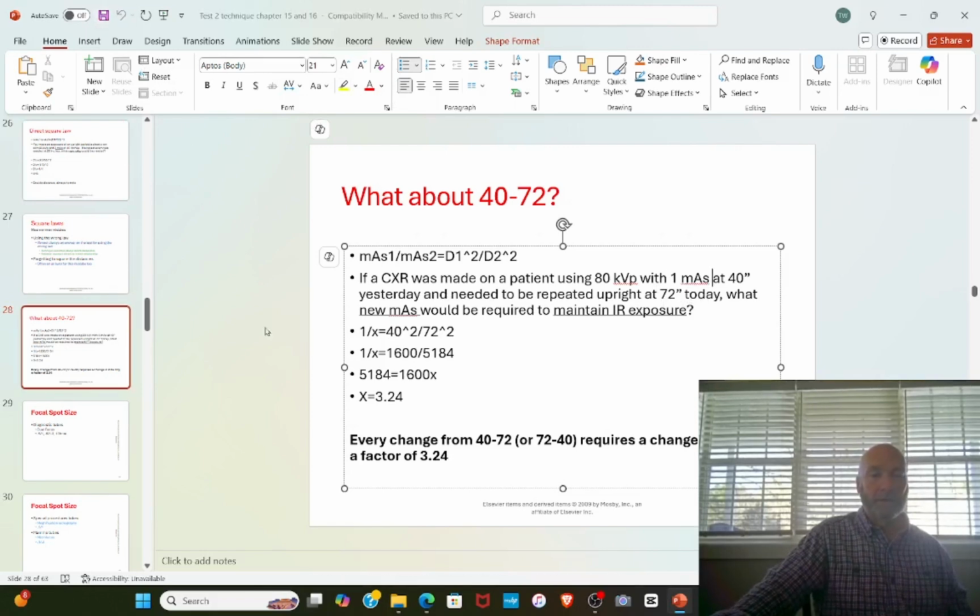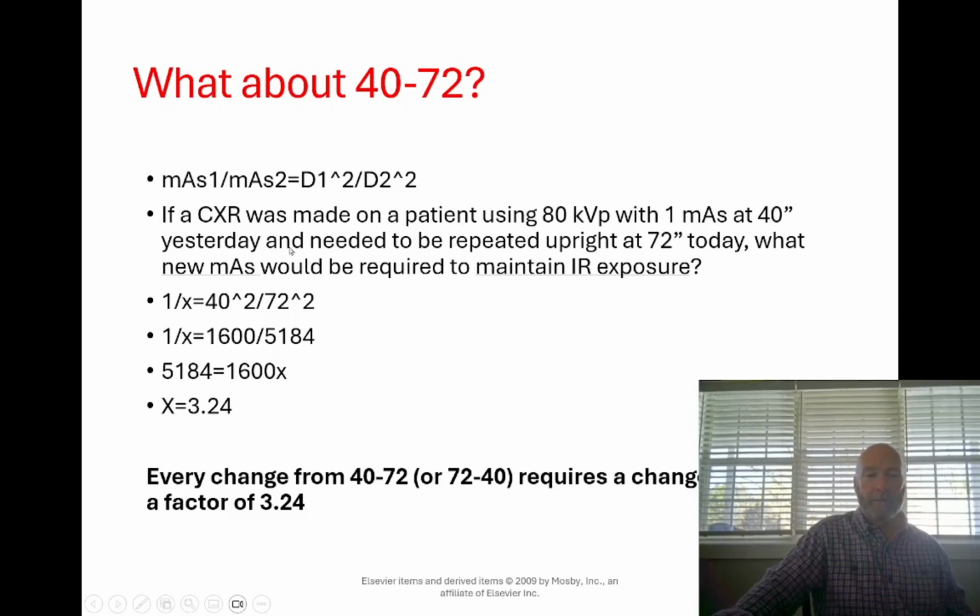So let's get back to it. We got a mass today. So the new mass would be 1 over x. We know what our old mass is, mass 1. We don't know what our new mass is. So it's 40 squared over 72 squared. What that would equate to is 1 over x is equal to 1600 over 5184. Cross multiply and then divide out, and you would wind up with 3.24.